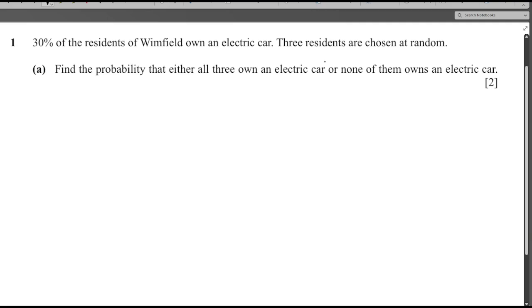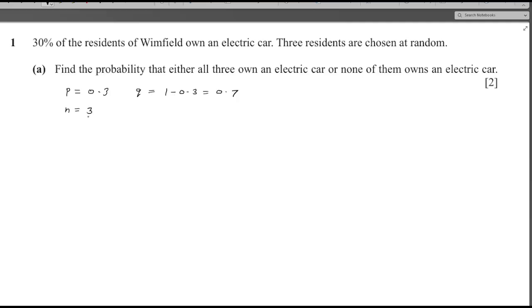Now, if I consider this as a problem of binomial distribution, then here the possibility of success, that is the possibility of owning an electric car, is 0.3, and the possibility of not owning an electric car is 1 minus 0.3, which is 0.7. Now you have chosen 3 residents, so here n is equal to 3, and we will say that X follows a binomial distribution with n as 3 and possibility of success 0.3.